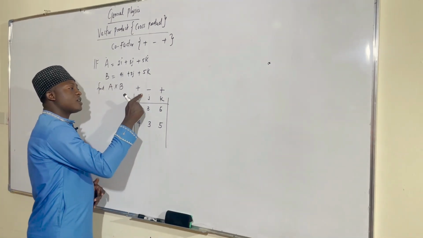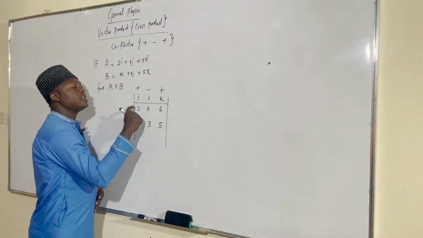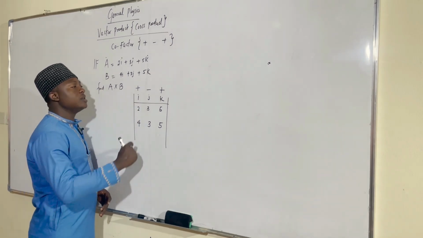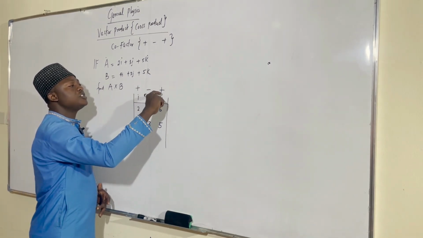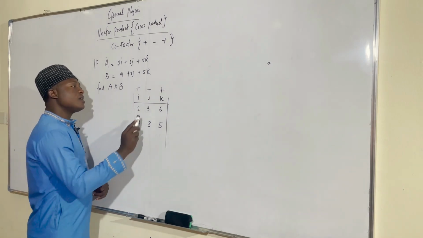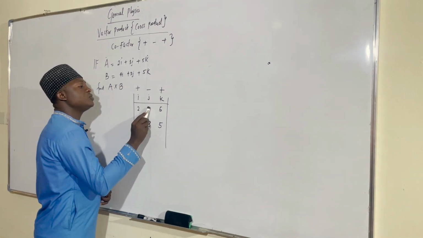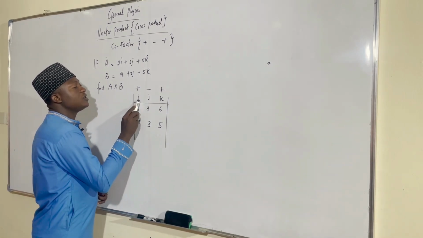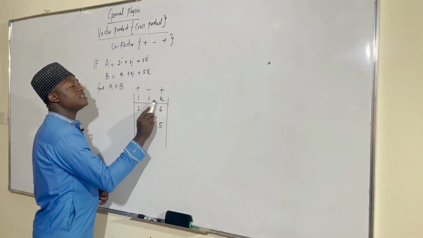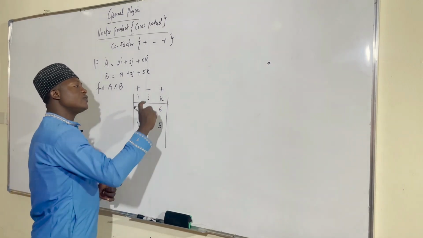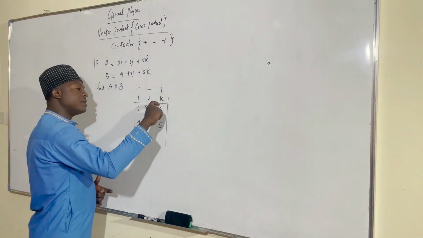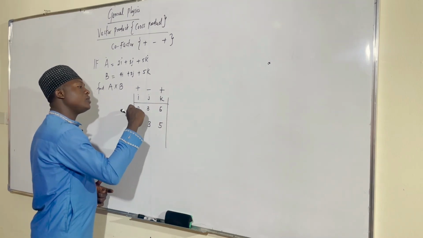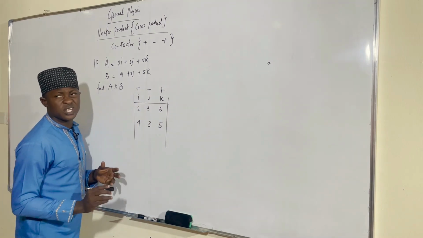It means if you are going to consider I, you will not take the number under I. You will take the one we have under J and under K. If you are under J, meaning you will not take the number under J, you will take the one you have under I at the same time under K. If you want to take K out, it means you will not take the number under K, you will take the one we have under I and under J, just like a cover-up method.